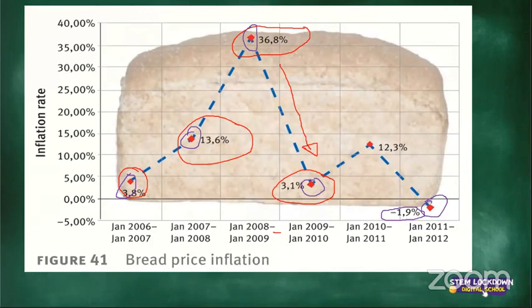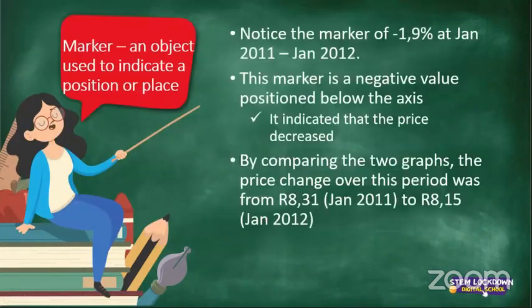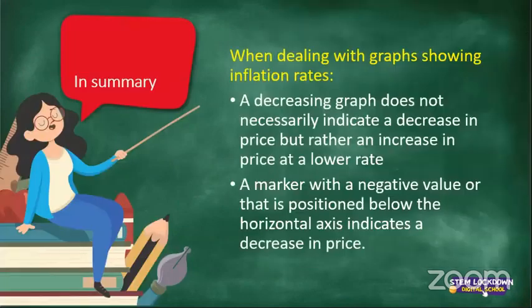But then from Jan 2010 to 11, then you move on to compare Jan 2011 to 2012. There was a decrease in price, and that is why it resulted in a negative inflation rate. So those are the 2 points I need you to always remember when you are reading your graphs. They won't always give you the values, but by just looking at the position of the markers, you can be able to determine whether the price had increased or decreased for that particular year.